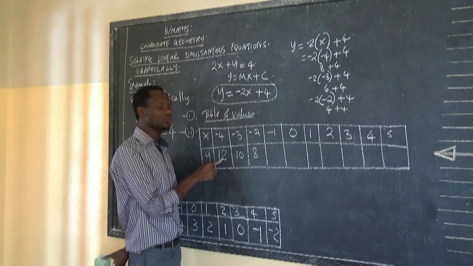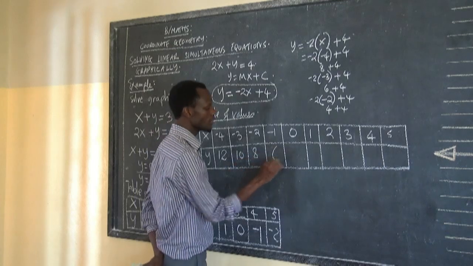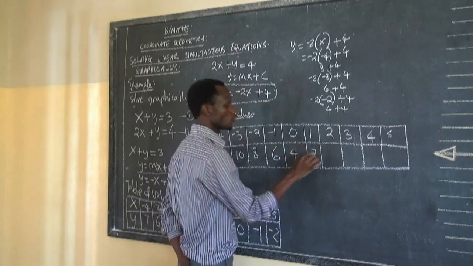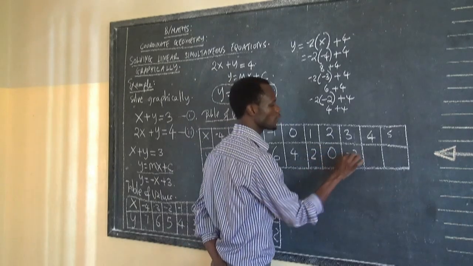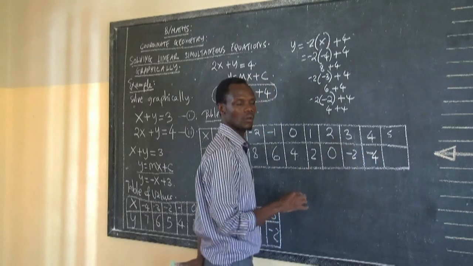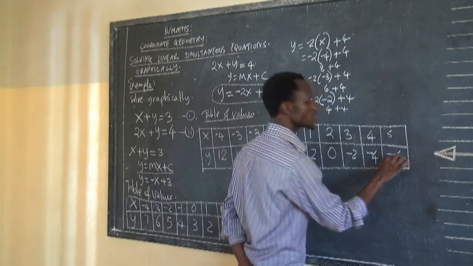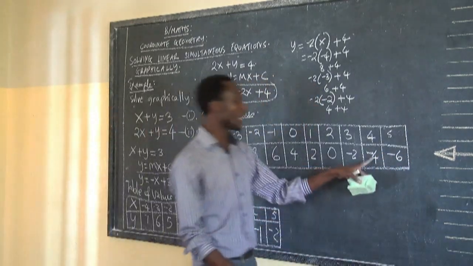Now 12 minus 2, 10. 10 minus 2, 8. 8 minus 2, 6. 6 minus 2, 4. 4 minus 2, 2. 2 minus 2, 0. Are you together? 0 minus 2, negative 2. Negative 2 minus 2, negative 4. Now, negative 4 minus 2, negative 6. Simple now. You can even prove, let us prove here.